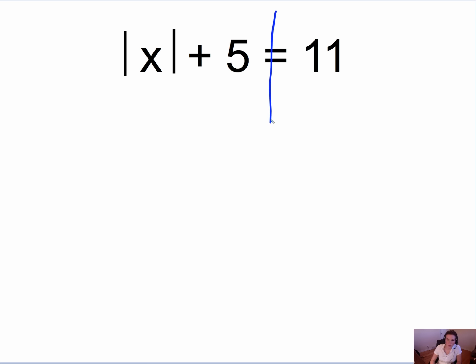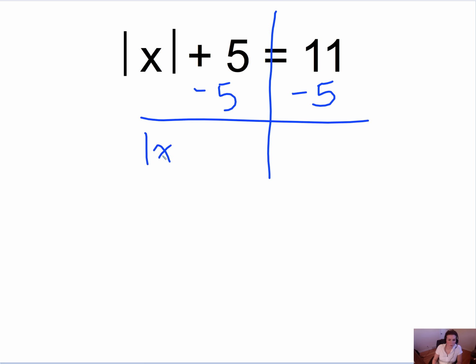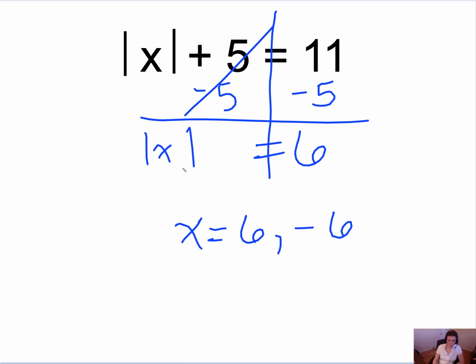So first we need to get this 5 to the other side, and since it's a plus 5, we'll subtract 5. So we have the absolute value of x, these cancel, is equal to 6. That way we can see that x could either be 6 or it could be negative 6 because I could plug either one of those in and it'll make that a true statement.